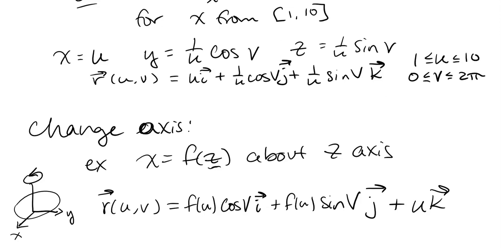If you want to use something like a theta instead of a v, go for it. It totally doesn't matter. You could even just use z instead of u. It doesn't matter what you name your variables. It just matters how we put them into our parameterization.